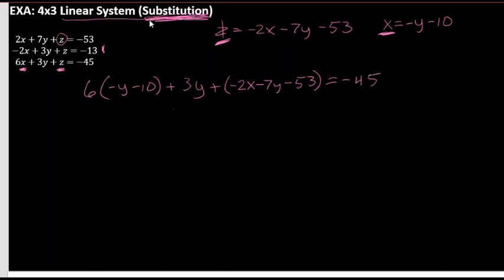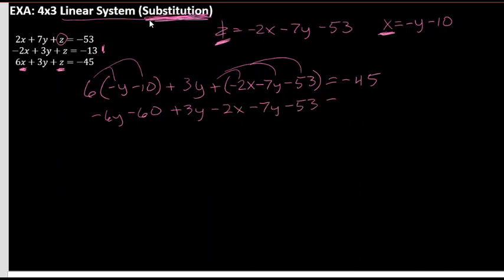Once I've worked some of this stuff out, then I'm going to take this x and plug it into here as well. Okay, but I'm not going to do that yet because that's going to get too gnarly. So what I'm going to do first, now that everything's substituted, is go ahead and distribute the 6. I get negative 6y minus 60. Plus 3y. I'm going to go ahead and distribute the plus. So minus 2x minus 7y minus 53 equals negative 45. Again, I'm staying perfectly organized as I can.